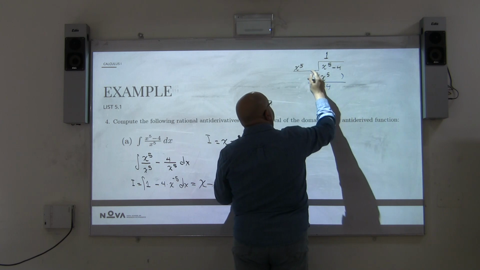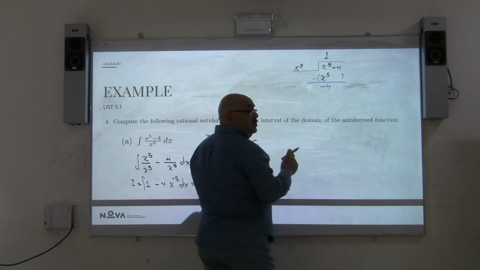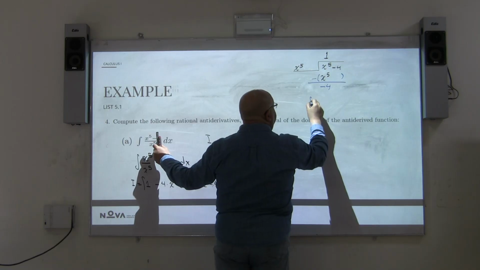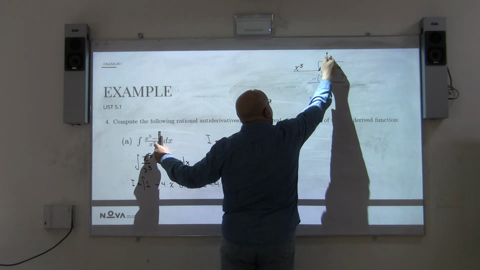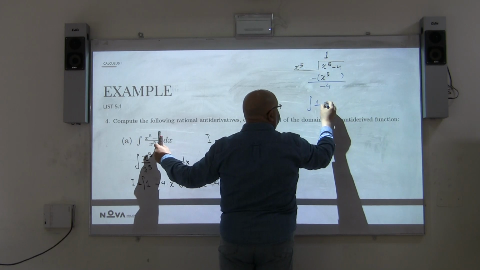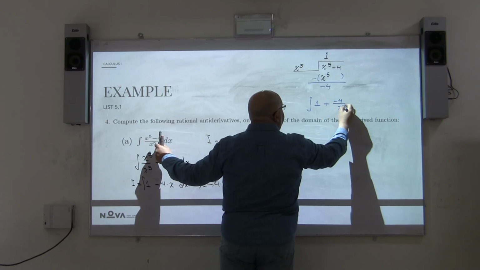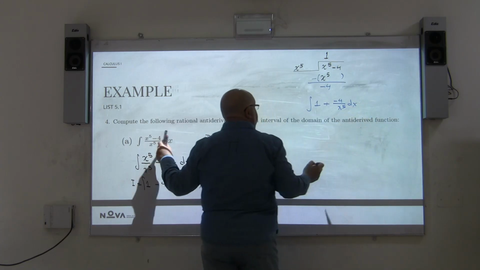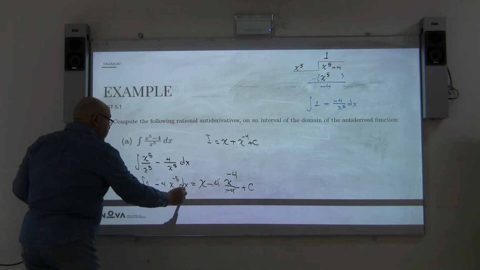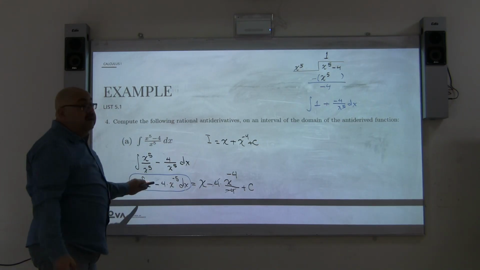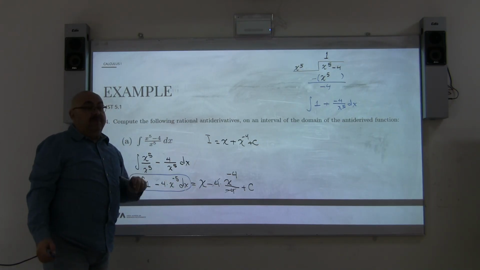Since this number is less degree than x to the power of 5, then instead of dealing with this integrand, I can deal with 1, which is the quotient, plus the remainder, which is negative 4, over x to the power of 5, with respect to the x. This is exactly like what we have in this part. Am I right? Yeah. Okay? Now I can do the rest of the problem.